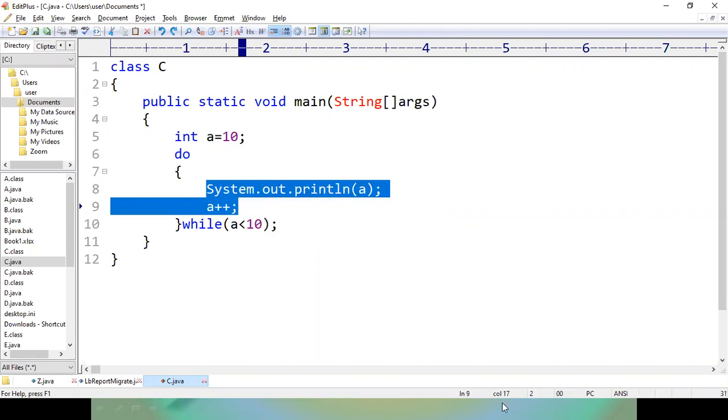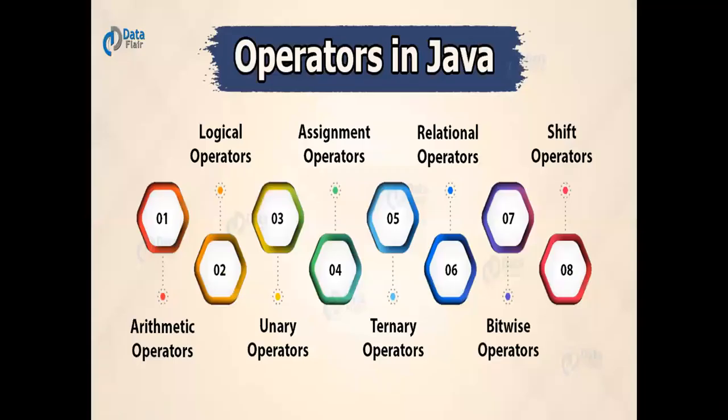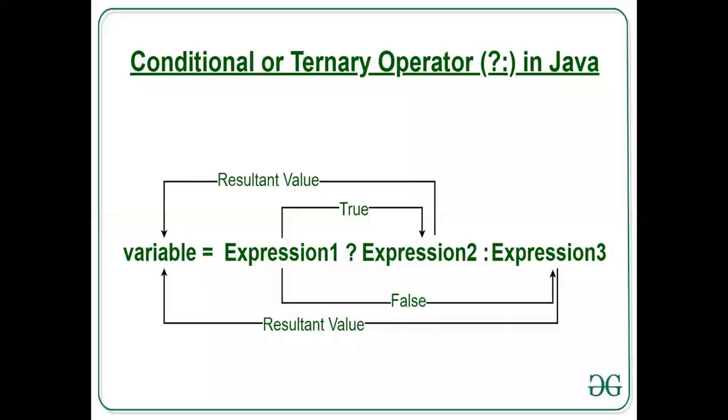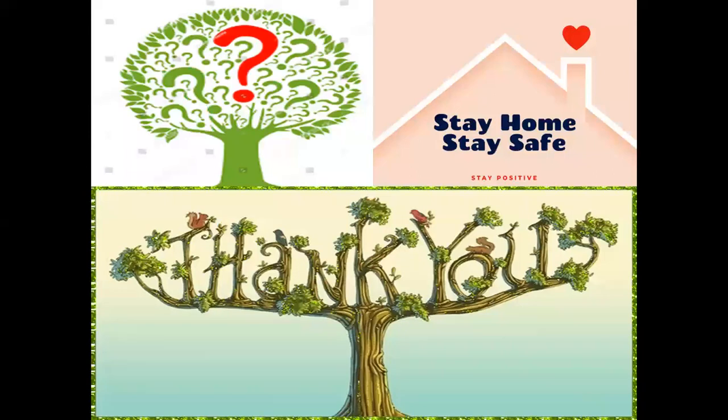So apart from while and do while, we are going to see about for loop, break, and continue in today's class. And along with this, we are going to cover the remaining topics: operators, precedence rules, and Java comments. Hope you all understood today's session.